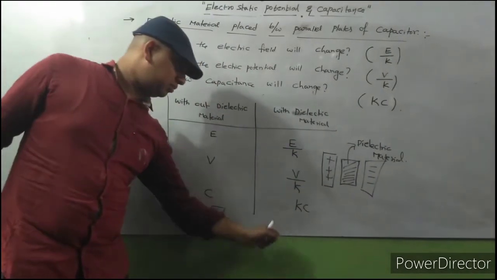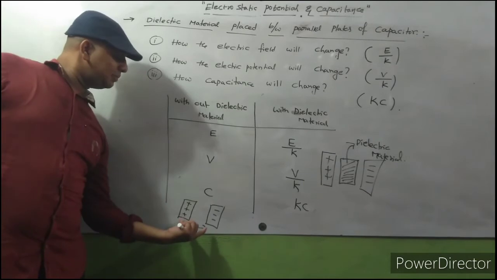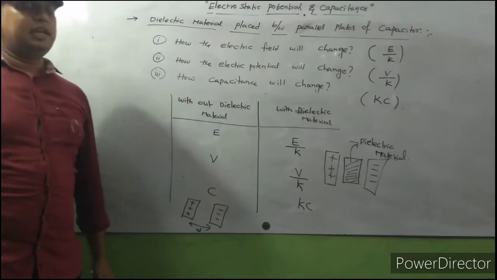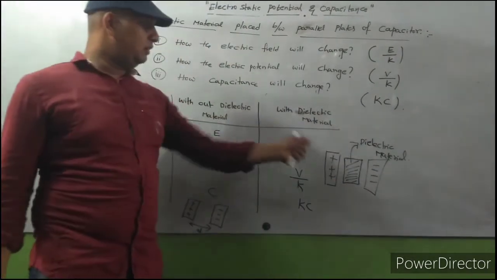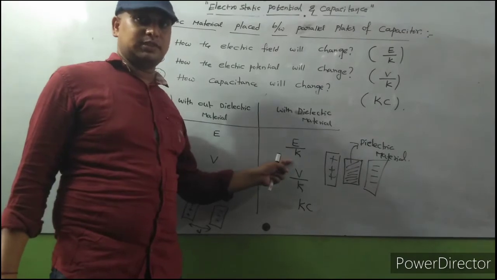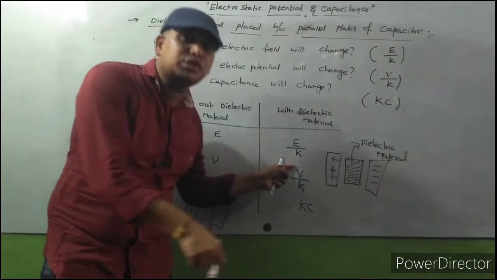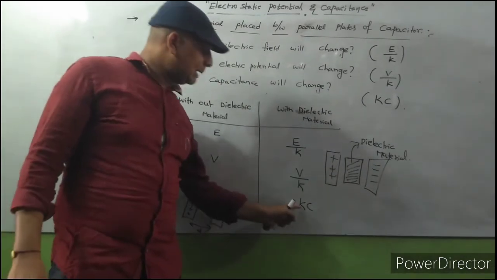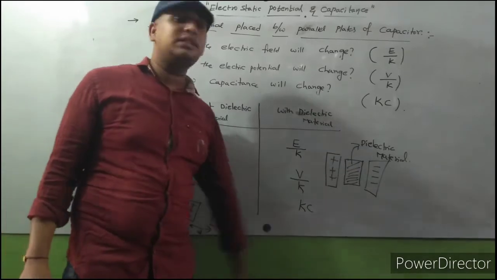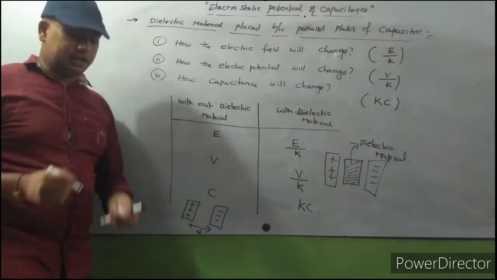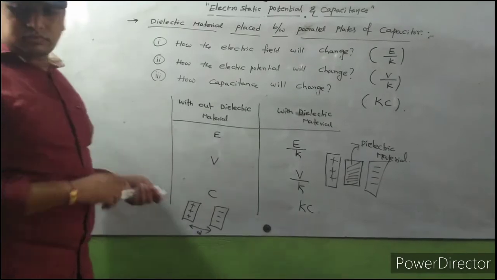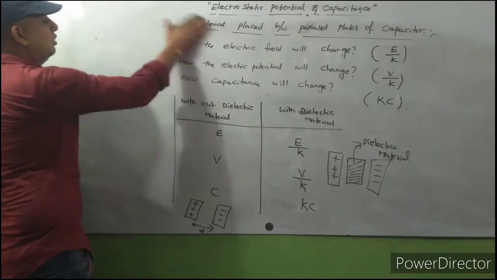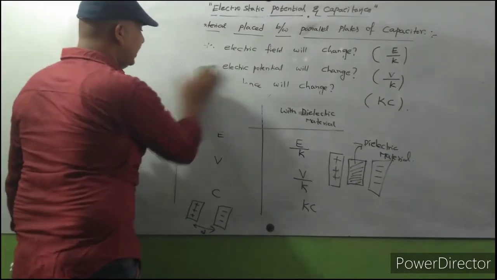So that time we got these formulas. When there is no dielectric material between the plates, this is the electric field, electric potential and capacitance. If dielectric material is present between the parallel plates, electric field becomes E by K, that means electric field is reduced by 1 by K times. Electric potential is reduced by 1 by K times, and capacitance becomes K into C. So I will solve one numerical, then you will get a clear idea about this.